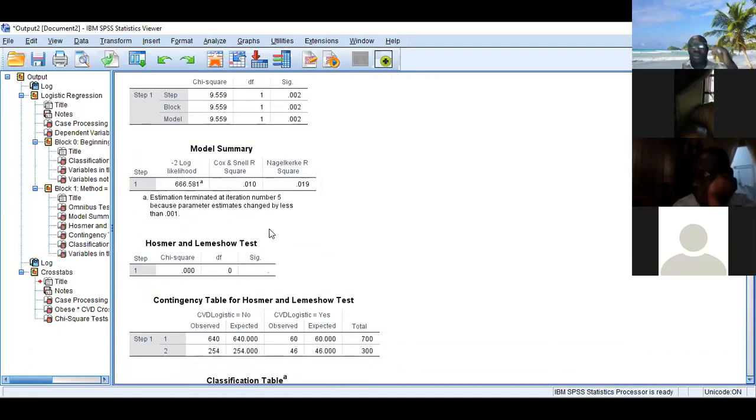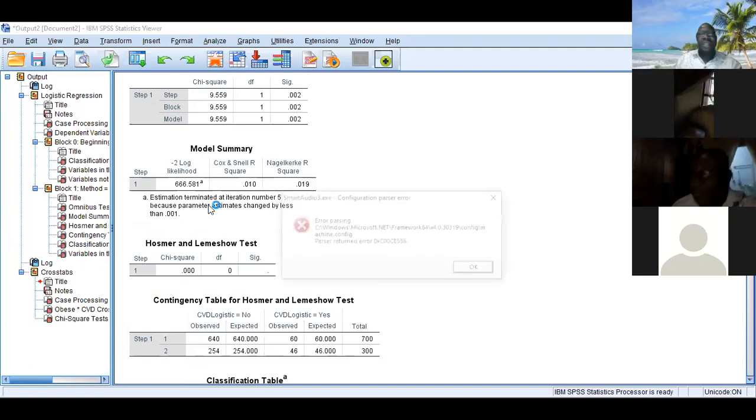Now, this model summary is trying to show how good the model is, like the R square we used at other times. Here we have two things: the log likelihood and the R square. We have two types of R square, Cox and Snell R square, and Nagelkerke R square. Both of them are called pseudo R square because they are not actually R square, they are not gotten from correlation. They try to do the same thing, and that's why they call it pseudo R square.